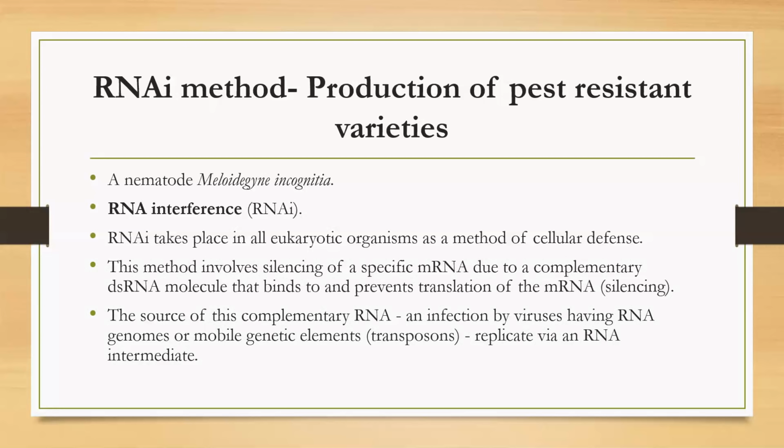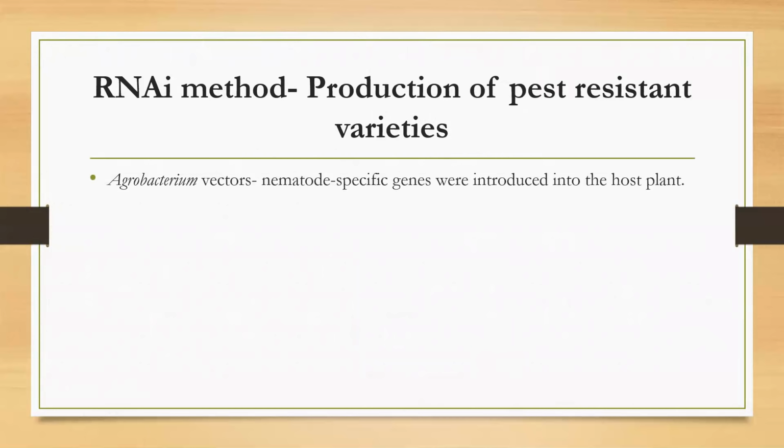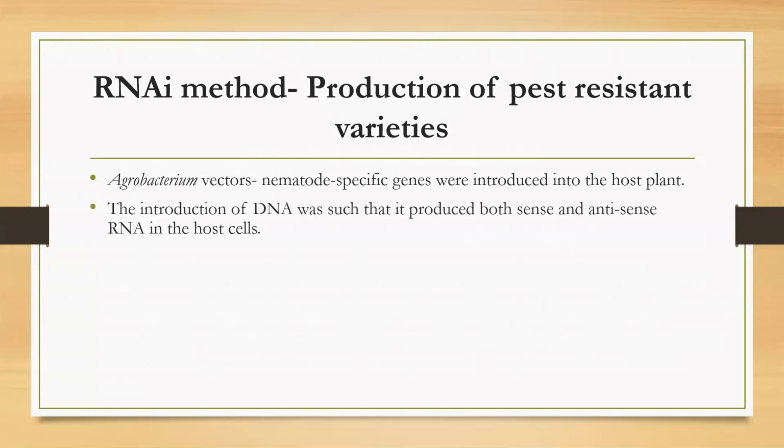So here, the double-stranded RNA is coded by a particular type of gene that is named the nematode-specific gene. Such nematode-specific genes, which code for a double-stranded RNA, are introduced into the host plant using Agrobacterium as a vector. The introduction of the nematode-specific gene or DNA was such that it produced both sense as well as antisense RNA in the host cells.